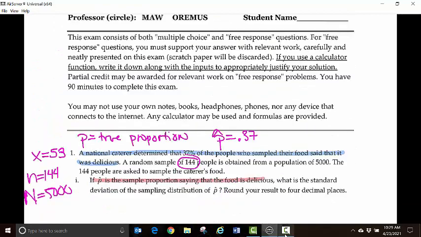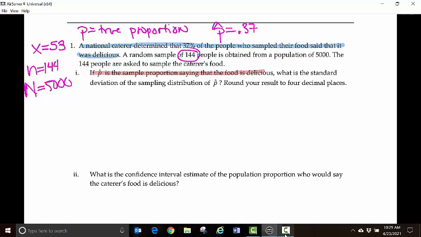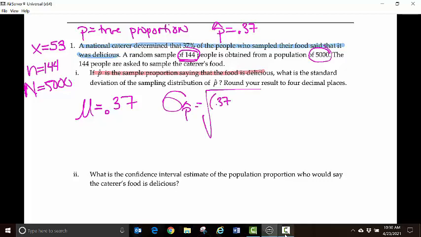So what they're doing is breaking it down. Okay, and they could say something like, okay, what is the mean of all possible samples of size 144 out of this population of 5,000? And it would be, okay, the 0.37, what we already found. And then what would the standard deviation be? The square root of 0.37 times 1 minus that, 0.63, all over your sample size of 144.